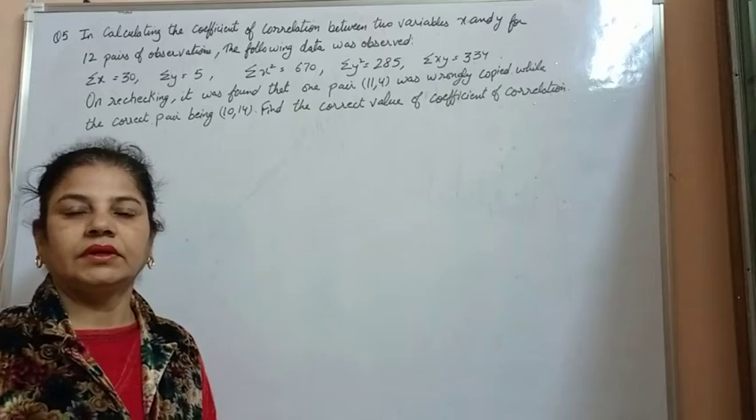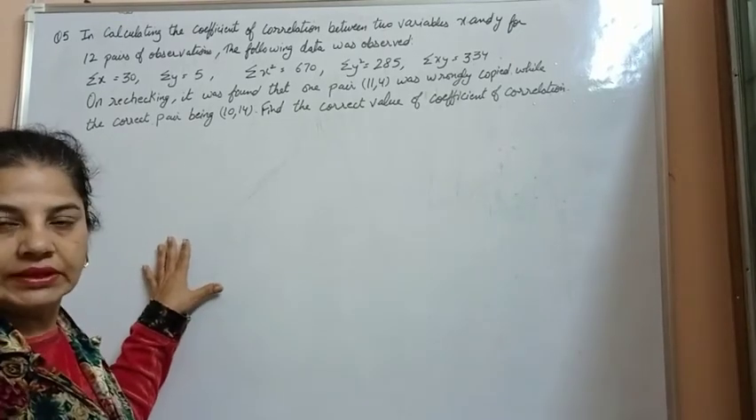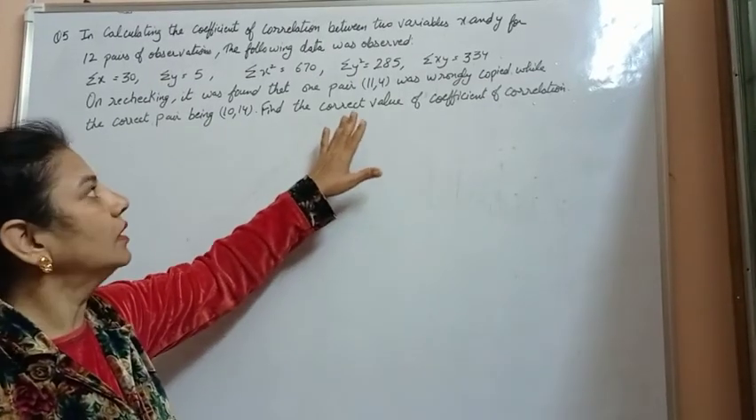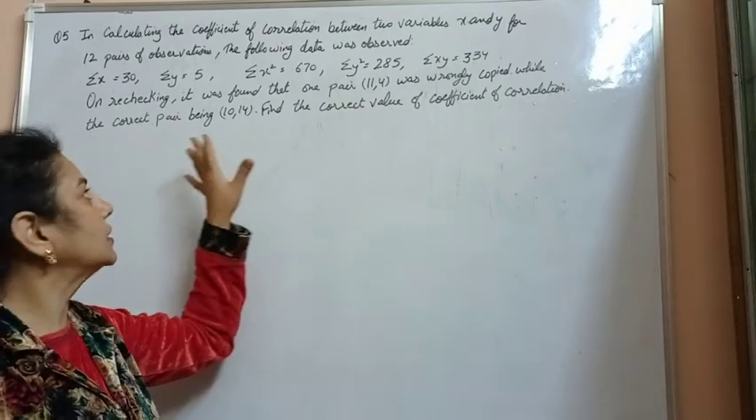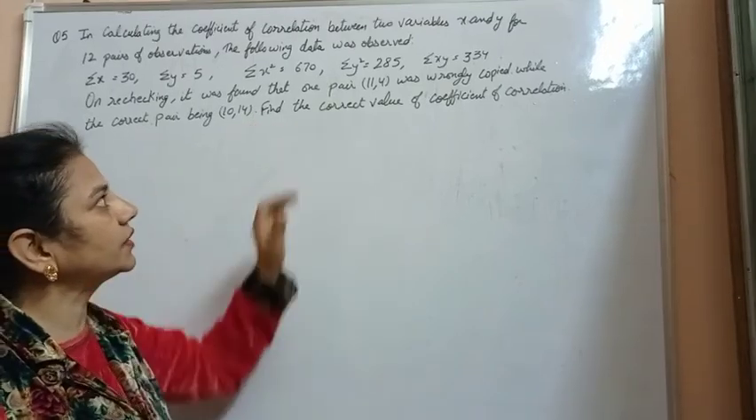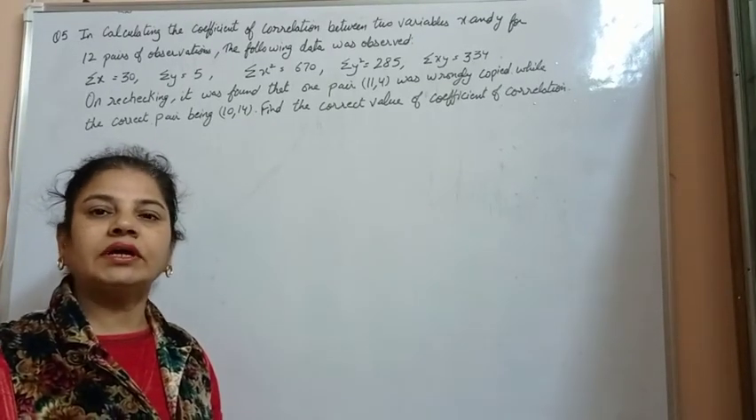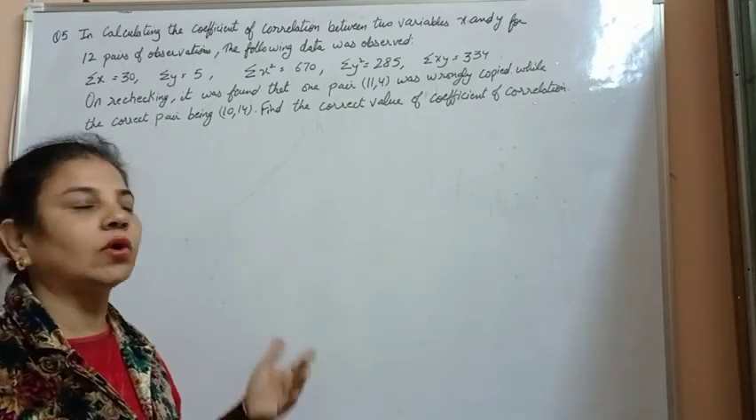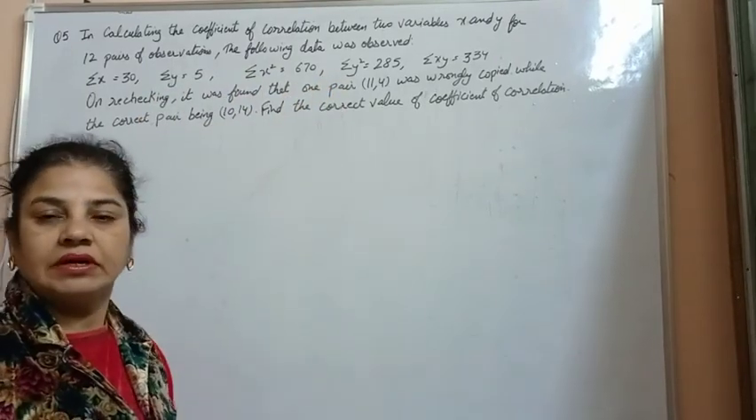So we have Karl Pearson coefficient of correlation as minus 0.919. In this question, 12 pairs of observations are given to us. On rechecking, it was found that one of the pairs, 11, 4, was wrongly read, which correctly is 10, 14. We have to find the correct value of the coefficient of correlation. To calculate it, it is very important to find the correct value of sigma x, sigma y, sigma x square, sigma y square and sigma xy.